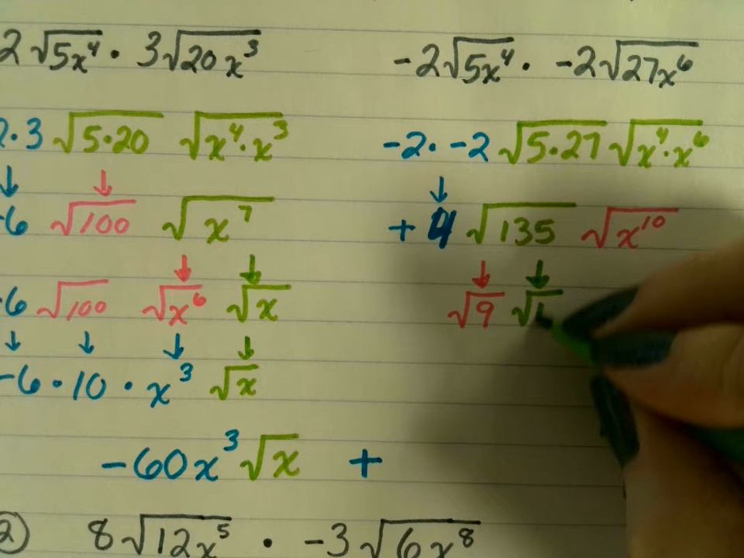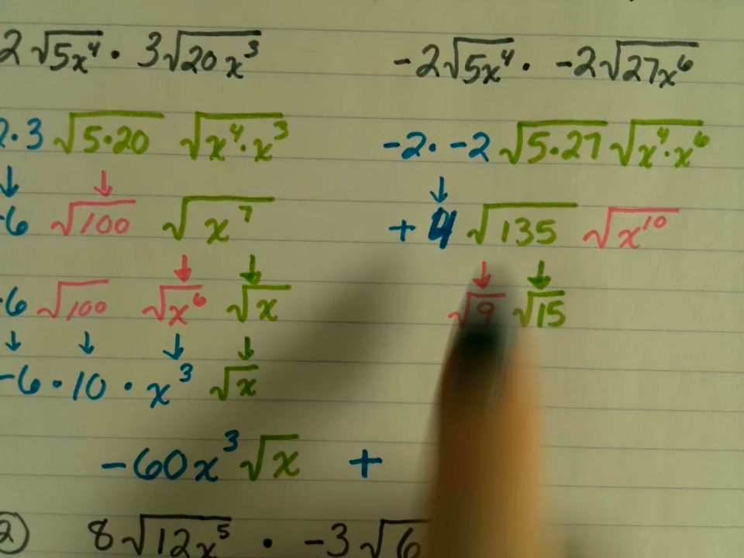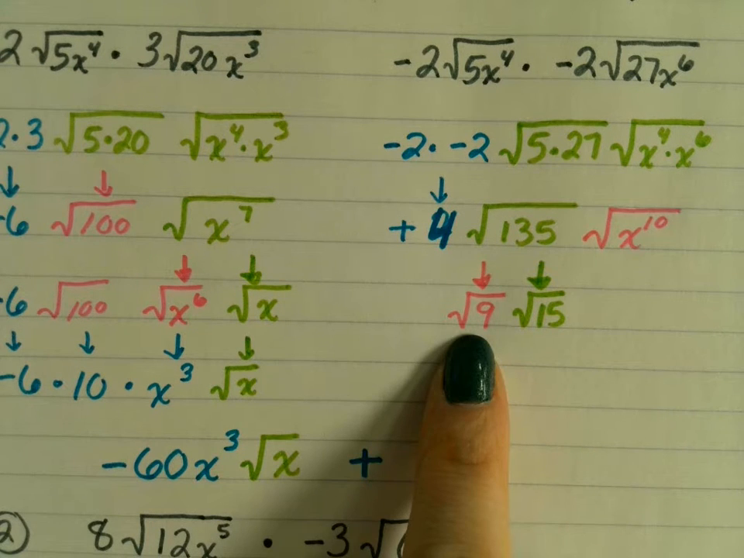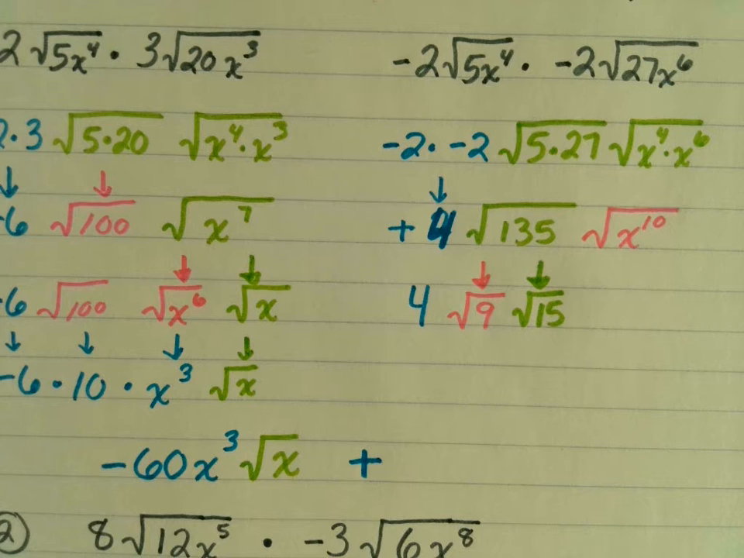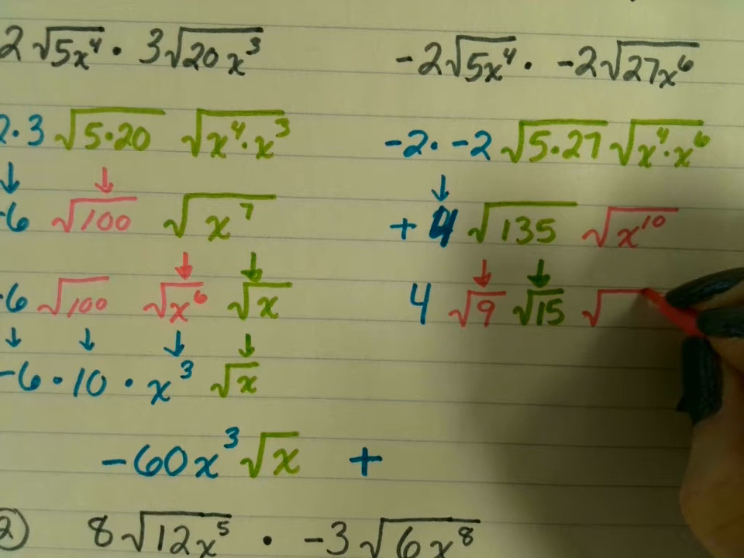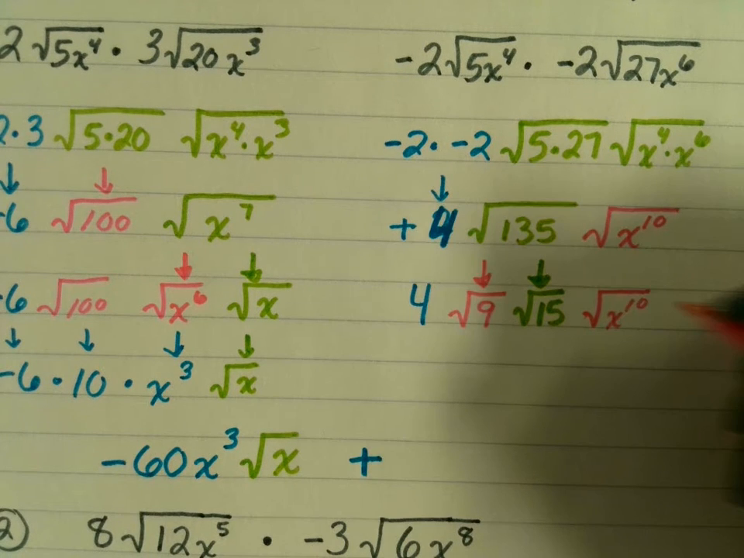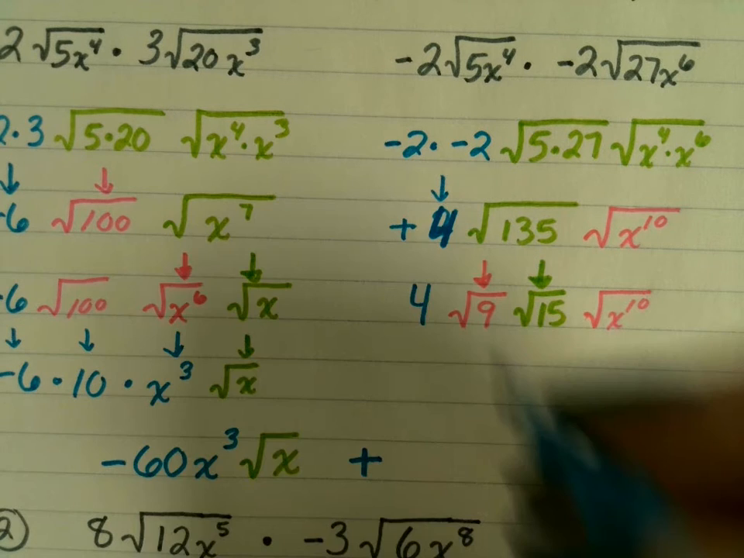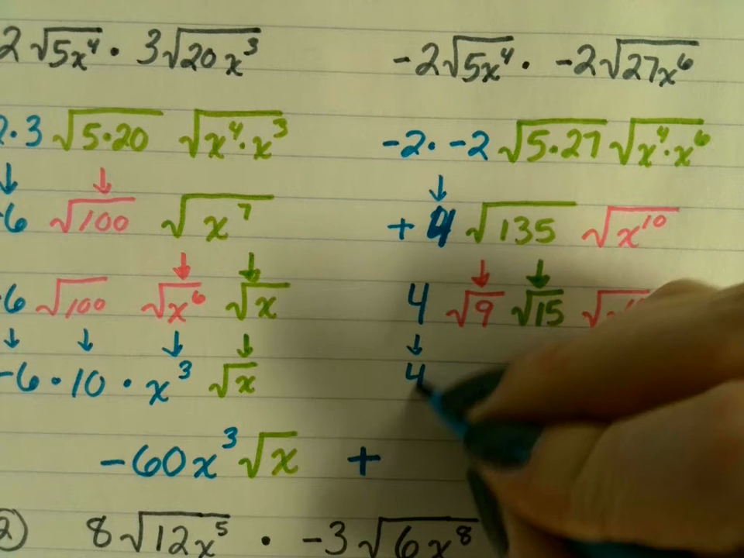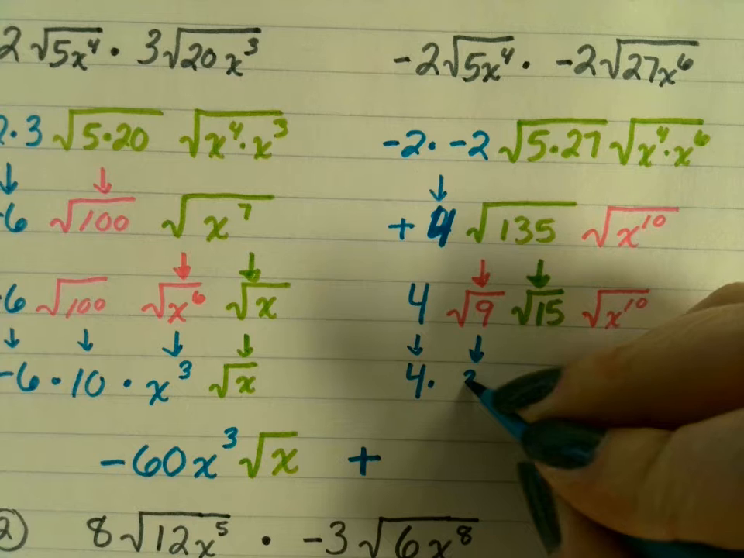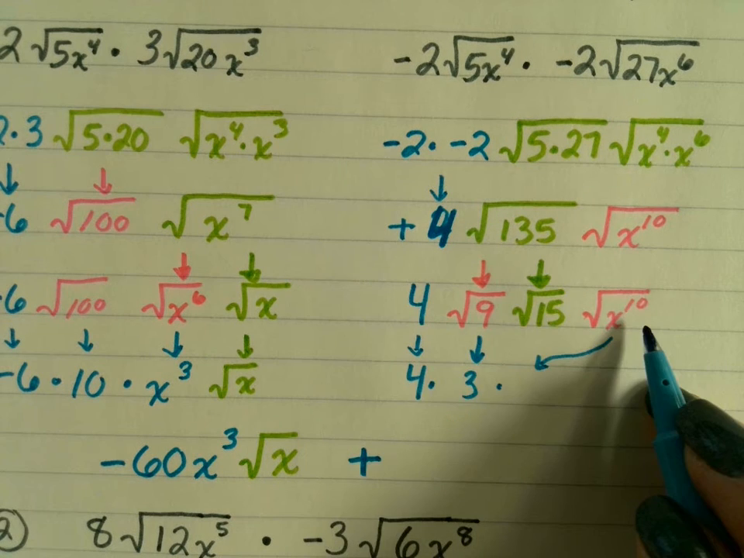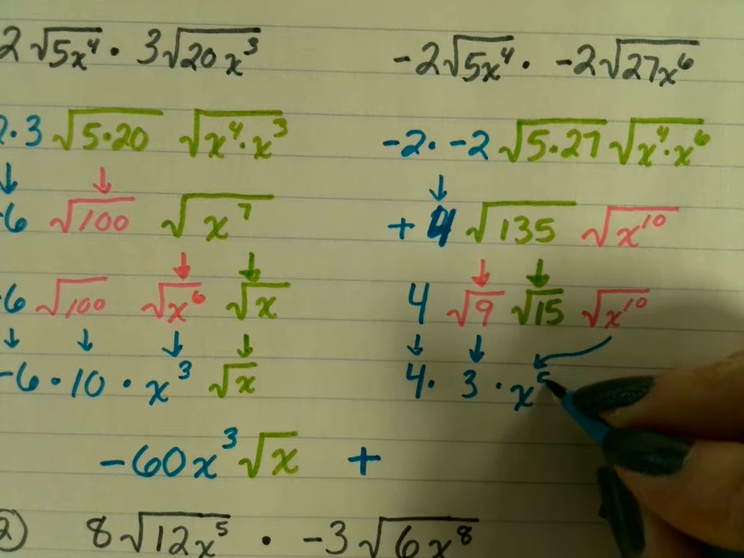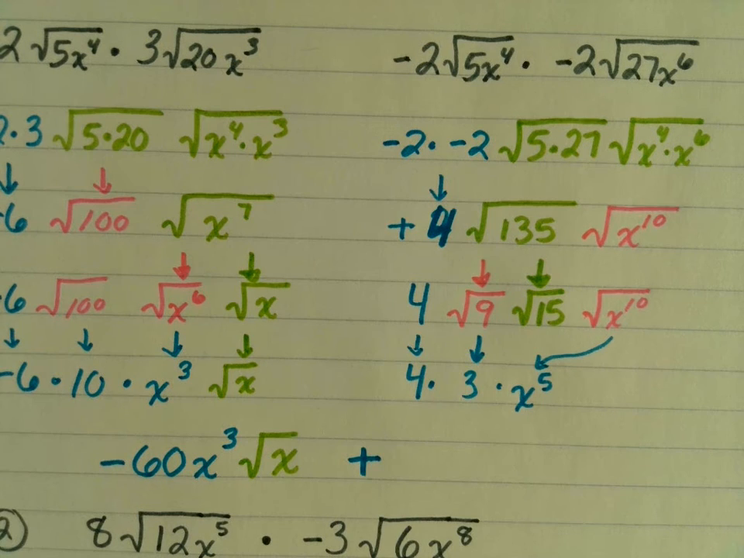So 9 is a perfect square. 15 is not. We still have that 4 in front of it. And we still have that square root of 10 that was perfect as well. Okay, so now I'm going to go ahead and take my perfect squares. So I have 4 times 3 times, I'm going to bring that perfect square over here. Square root of x to the 10th becomes x to the 5th. And then that square root of 15 just comes down as square root of 15.